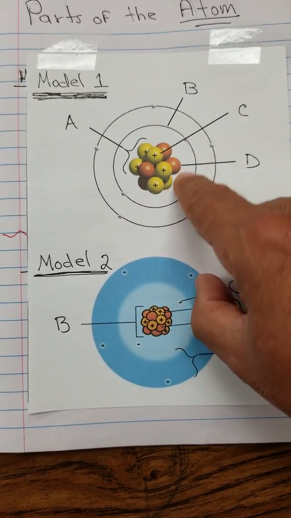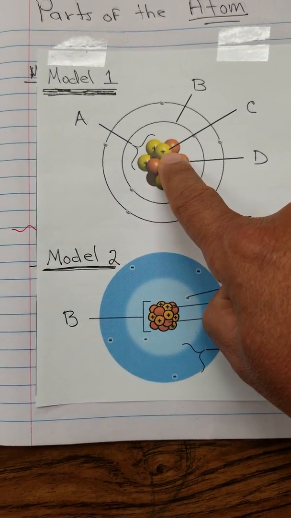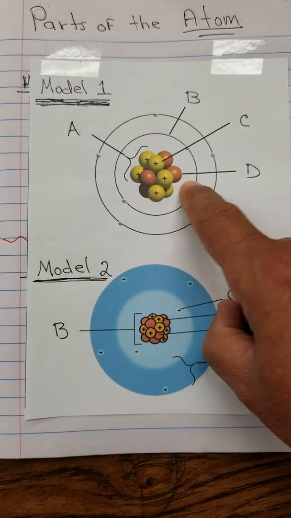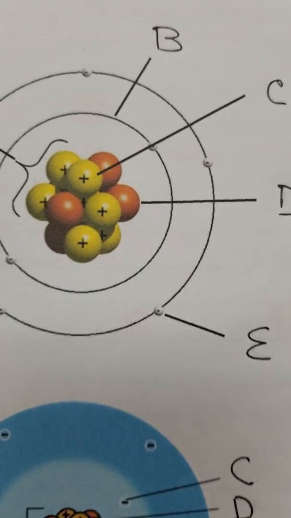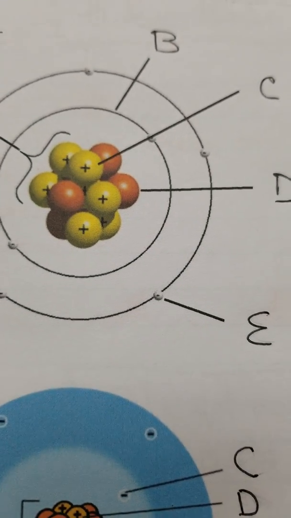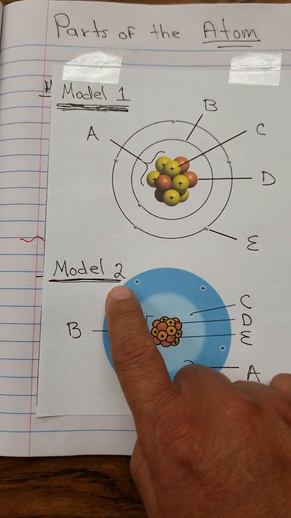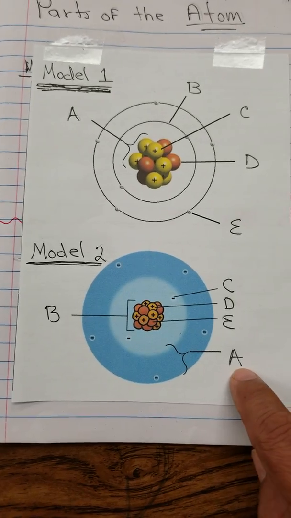Well, there they are. This one over here, letter C, is the protons. These are the positive signs. The neutrons have no charge, and then the electrons have a negative charge. I'm going to zoom in to see if you can see that small one, right? They're very tiny.